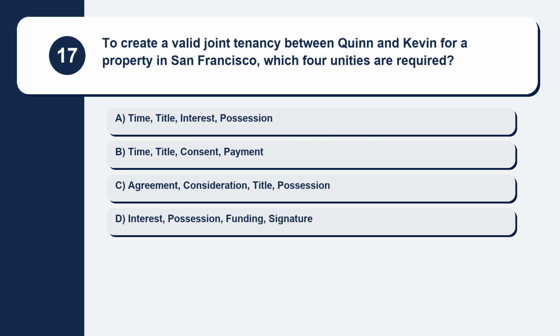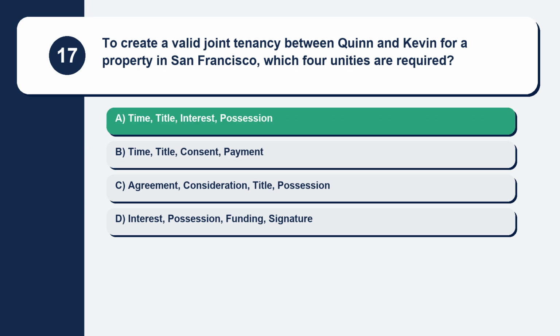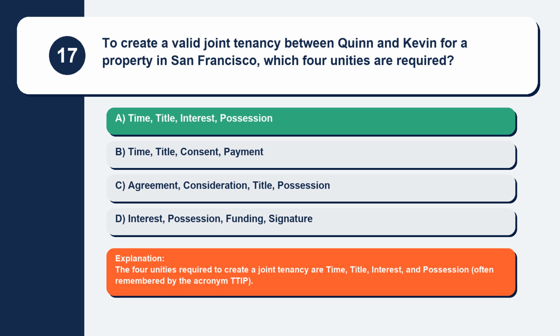Question 17. To create a valid joint tenancy between Quinn and Kevin for a property in San Francisco, which 4 unities are required? Here are your options. Option A, time, title, interest, possession. Option B, time, title, consent, payment. Option C, agreement, consideration, title, possession. Option D, interest, possession, funding, signature. The correct answer is option A, time, title, interest, possession. Explanation: the four unities required to create a joint tenancy are time, title, interest, and possession, often remembered by the acronym TTIP.